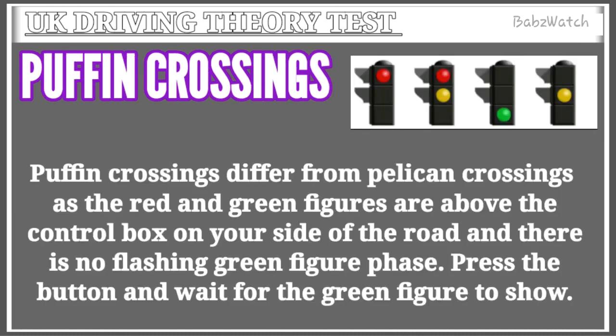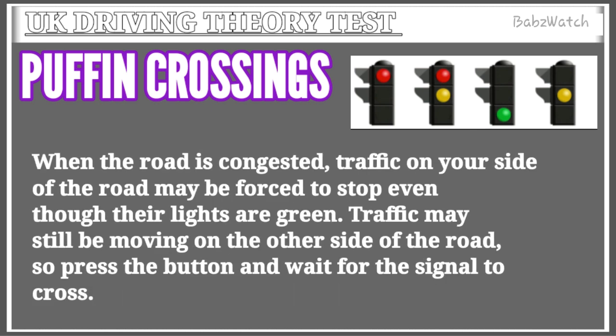Puffin crossings. Puffin crossings differ from Pelican crossings as the red and green figures are above the control box on your side of the road and there is no flashing green figure phase. Press the button and wait for the green figure to show. When the road is congested, traffic on your side of the road may be forced to stop even though their lights are green. Traffic may still be moving on the other side of the road. So press the button and wait for the signal to cross.